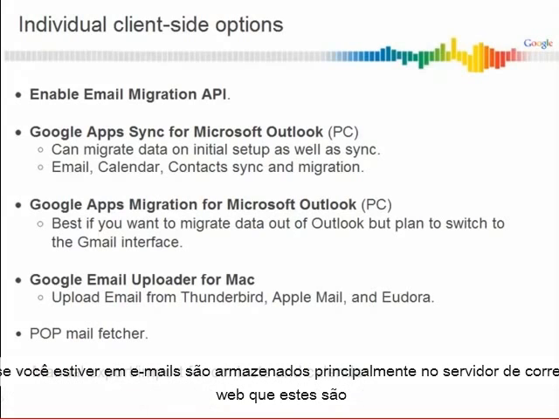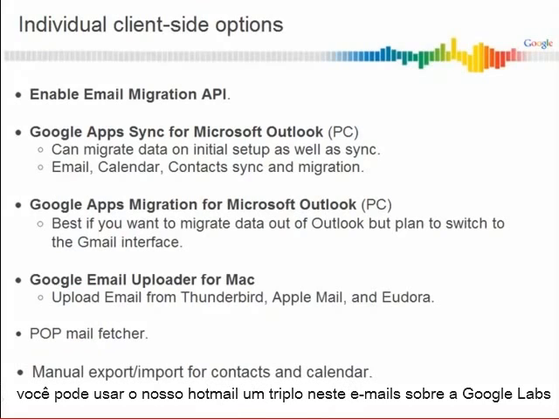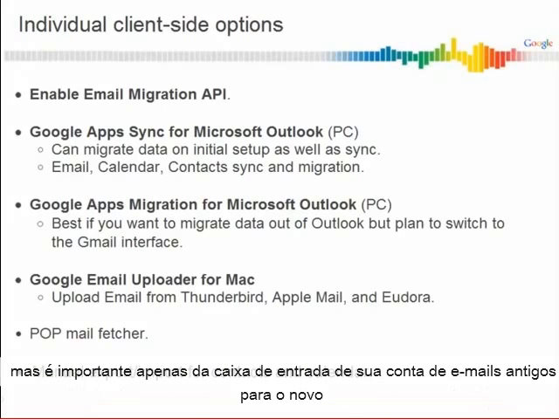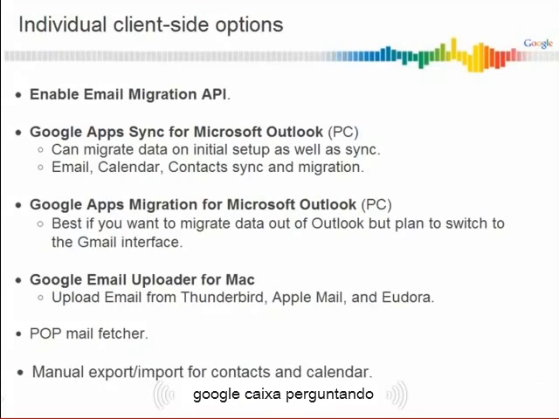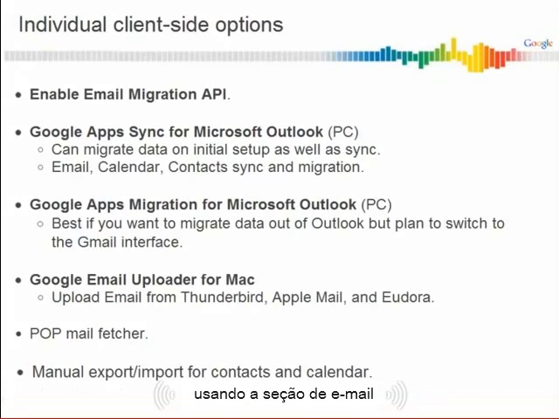If your emails are stored primarily on a webmail server that isn't IMAP enabled, you can use our Mail Fetcher to pull those emails over to Google Apps. This isn't our most suggested migration tool, but it can pull messages from the inbox of your old mail account into the new Google Apps inbox. Folder structure and read/unread status of the messages are not maintained when using Mail Fetcher.